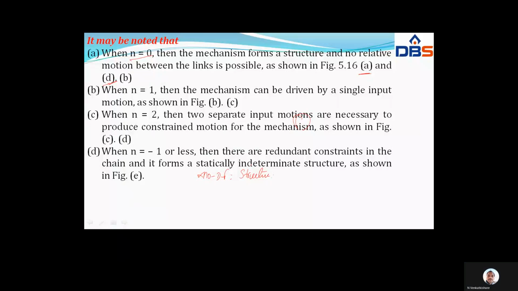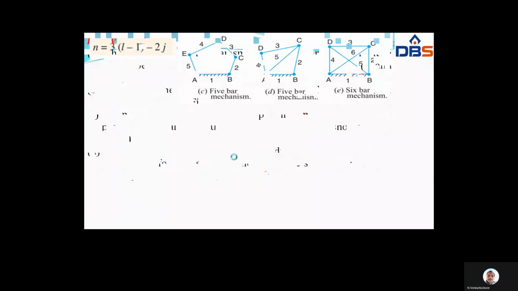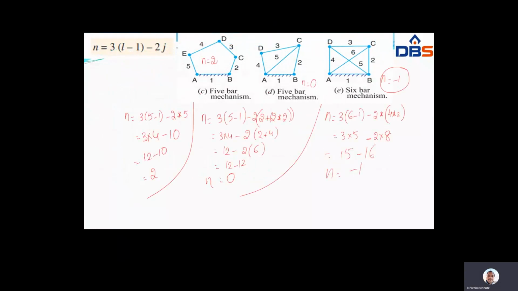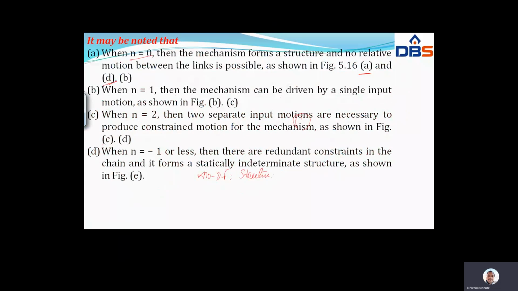When n is equals to 1, this mechanism occurs where? In figure B. So this mechanism can be driven by a single input motion. And next, n is equals to 2 means two separate input motions are necessary to produce constrained motion. That occurs in figure D. So in figure C, we are getting the same. And the last one, E: when n is equals to -1 or less, there are redundant constraints in the chain.